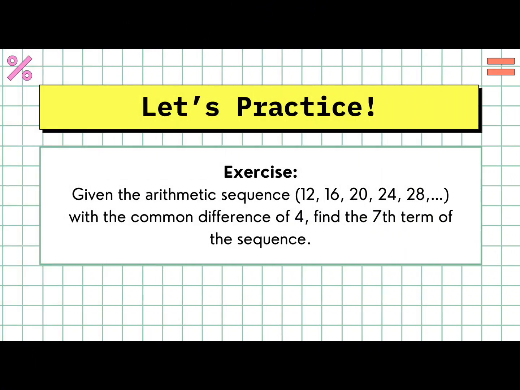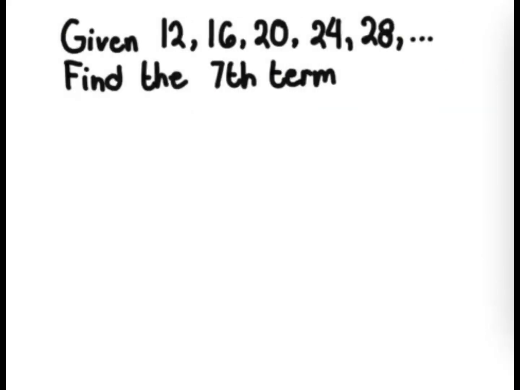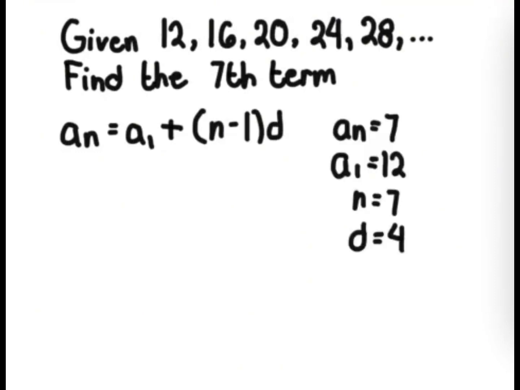Now, let's try to solve. Example: given the arithmetic sequence 12, 16, 20, 24, and 28, and the common difference of 4, find the seventh term of the sequence. To find the seventh term of the given sequence, we use the general term of the sequence. The formula is a sub n is equal to a sub 1 plus n minus 1 multiplied by d, the common difference, where a sub 1 or the first term is 12, n or the number of terms is 7, and d or the common difference is 4.